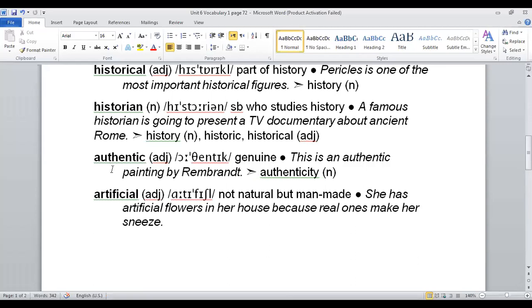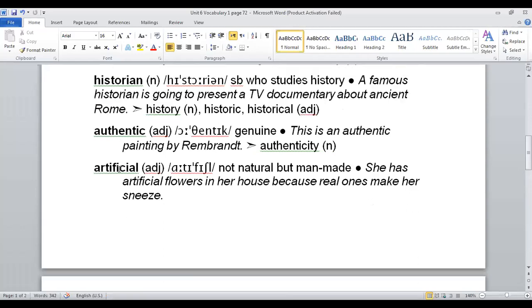Authentic. It means genuine. Genuine means original, something original. It's not false at all. It's called authentic. Artificial means not natural, but man-made. Not natural, but man-made. Okay, this is called artificial.